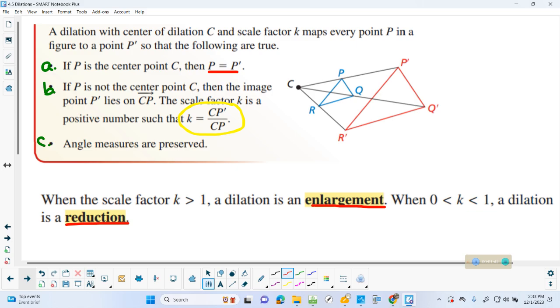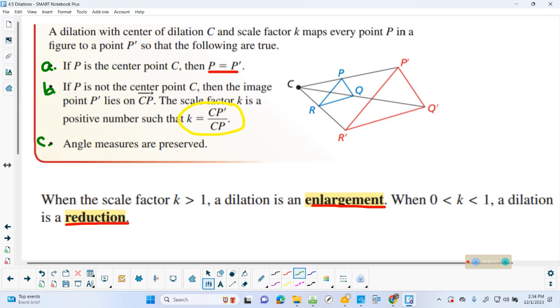The scale factor K is a positive number such that, and you have to fill in, I don't know, hopefully you can see the yellow, what is circled in yellow. I'm going to talk about that because that even looks confusing to me. And then of course part C, angle measures are preserved. And then fill in, let's just fill it all in and talk about it. At the bottom, when the scale factor K is greater than 1, it's called an enlargement. If it's between 0 and 1, we call it a reduction. So let me give you a minute to fill in all the blanks, and then we'll talk about it all.